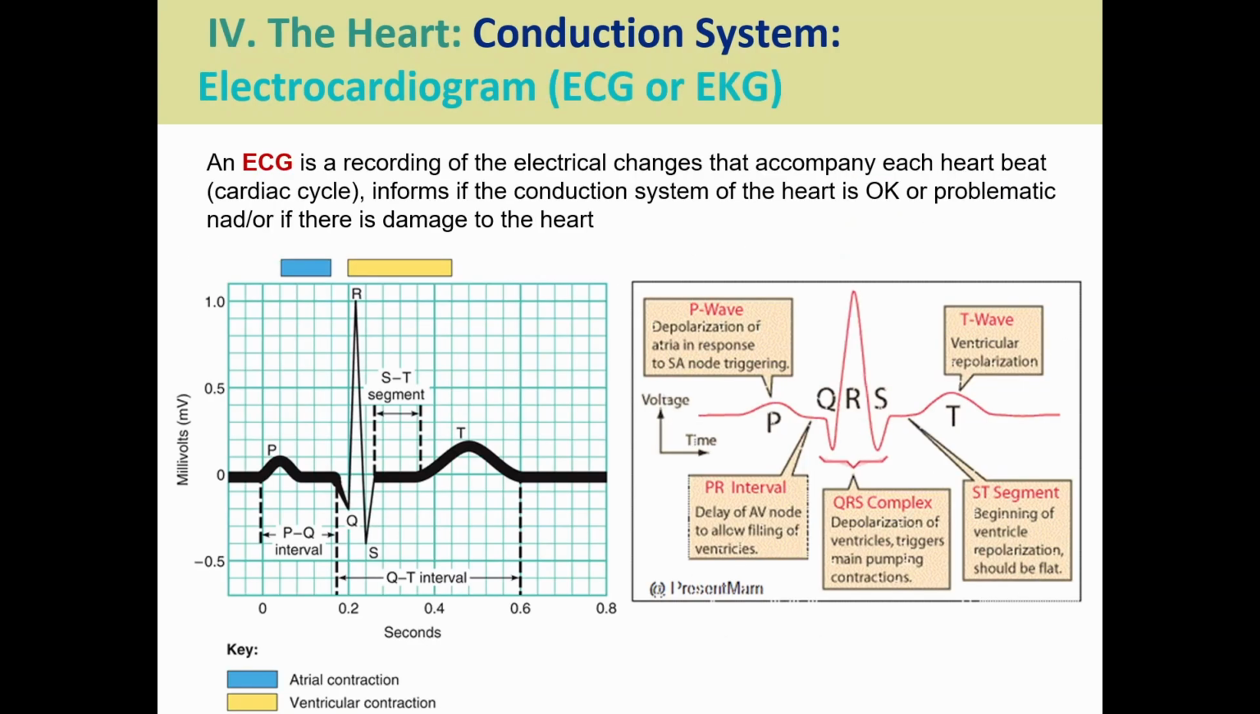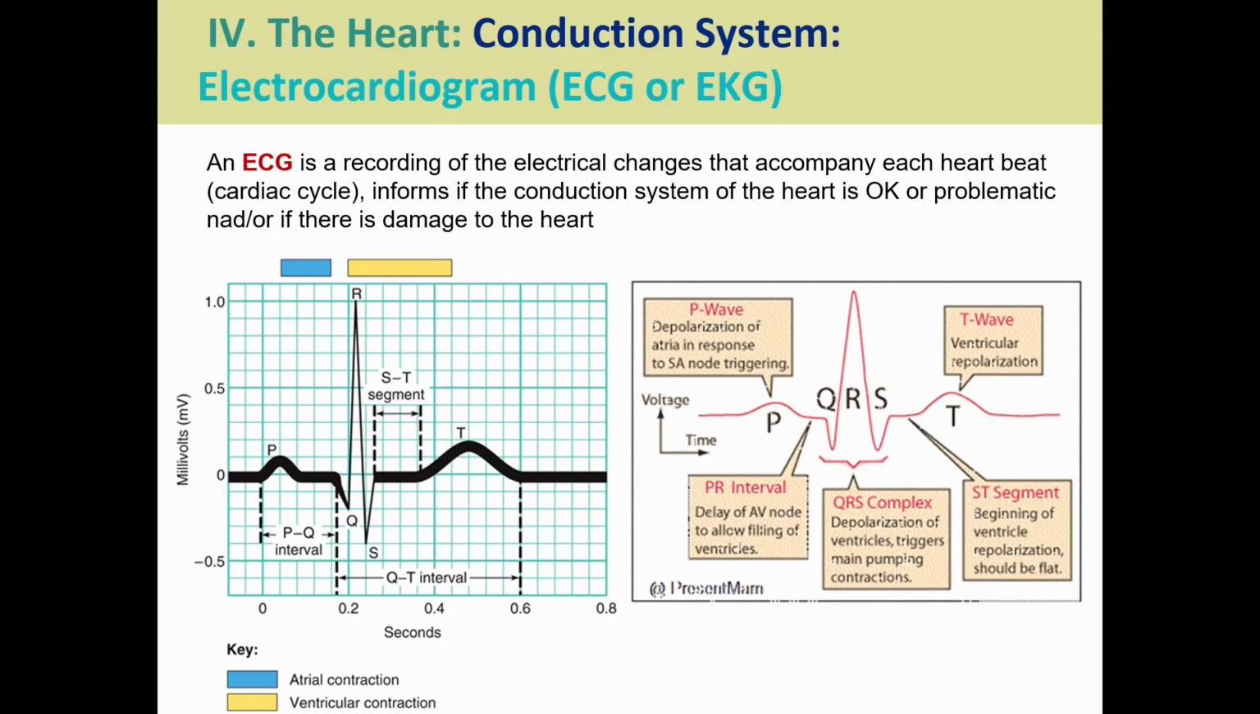So how do we measure this? That's where we get into the ECG, the electrocardiogram, also known as an EKG. This is just a recording of how the electrical signals change with each heartbeat, or the cardiac cycle. We're looking at the millivolts, how the electrical signal is changing over time. This can tell us how the heart is pumping, if it's pumping effectively or not, or if there is a change, damage, or something problematic with the heart. Different patterns can tell us different things.